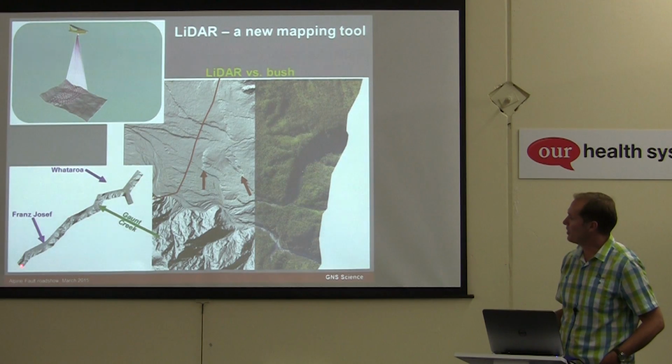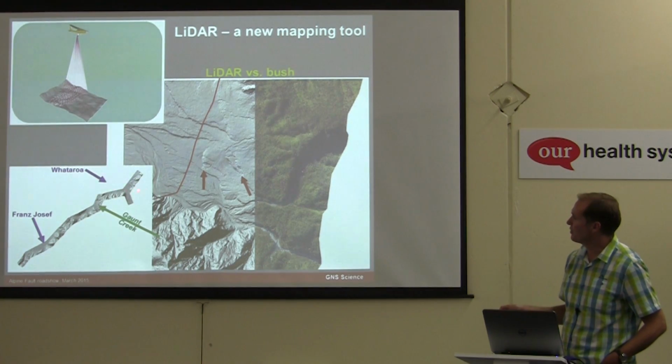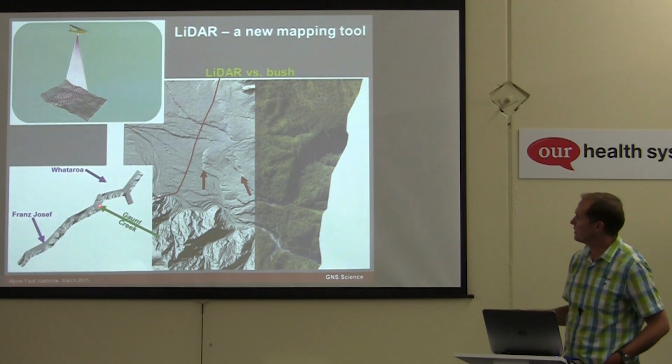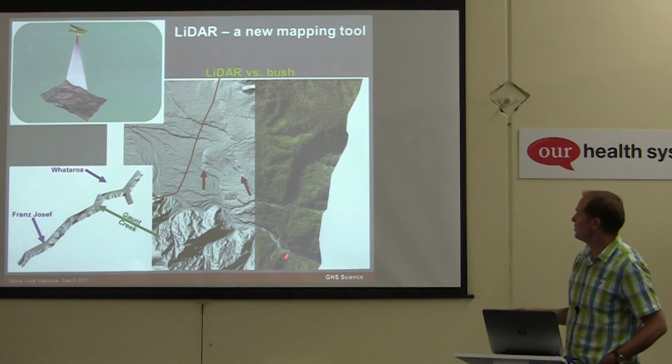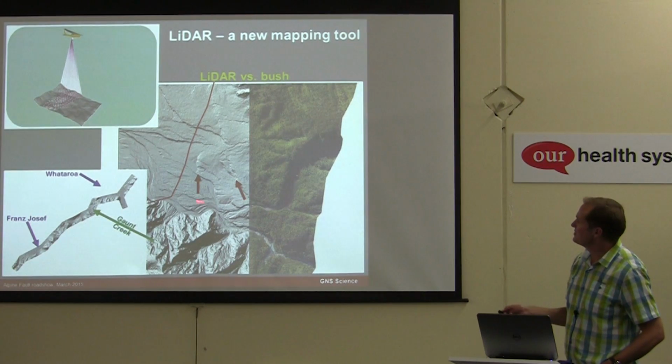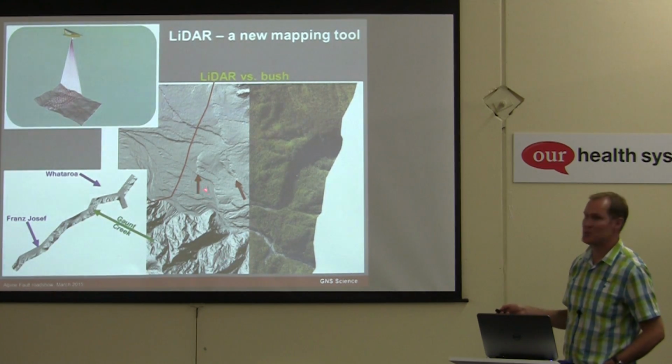So here you see what we did on the west coast. There's a 1.5 kilometre wide LiDAR swath flown along the Alpine Fault here between about Franz Josef and Whataroa. And this example here comes from Gaunt Creek, where this is what the bush looks like if you ever walked around in the west coast bush. But when you subtract the trees and have an elevation model of the ground, we start to see some quite interesting things which are surprising to us.